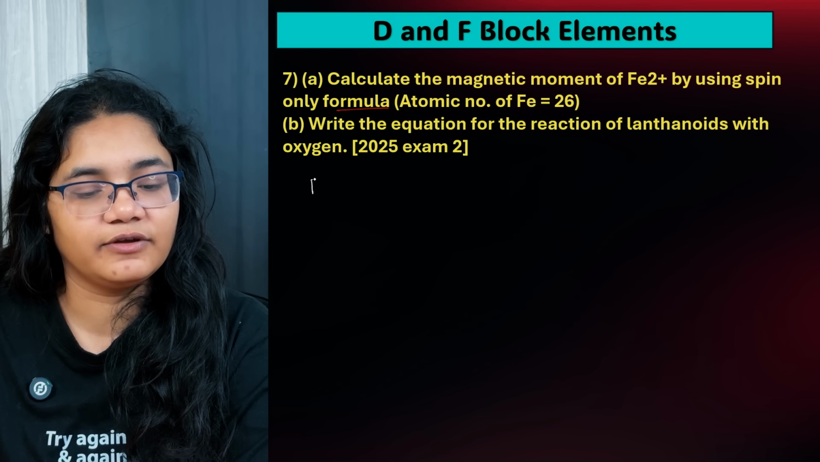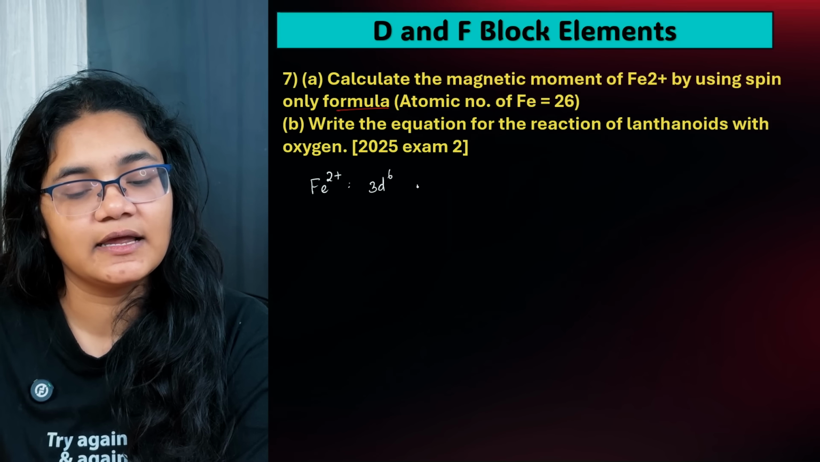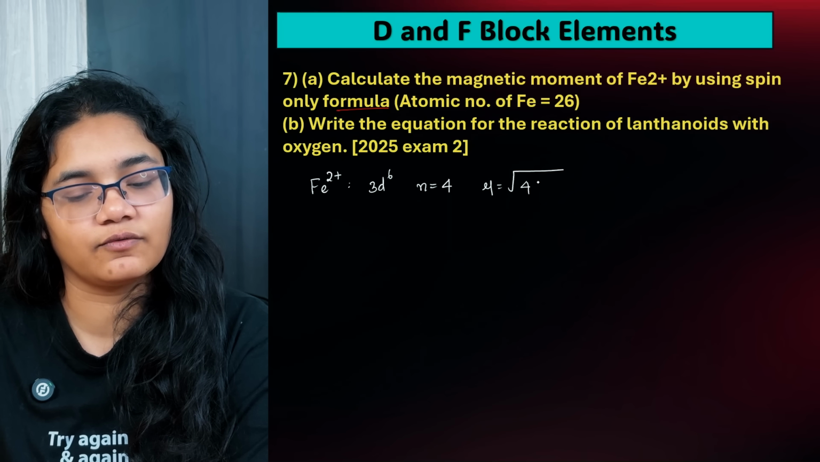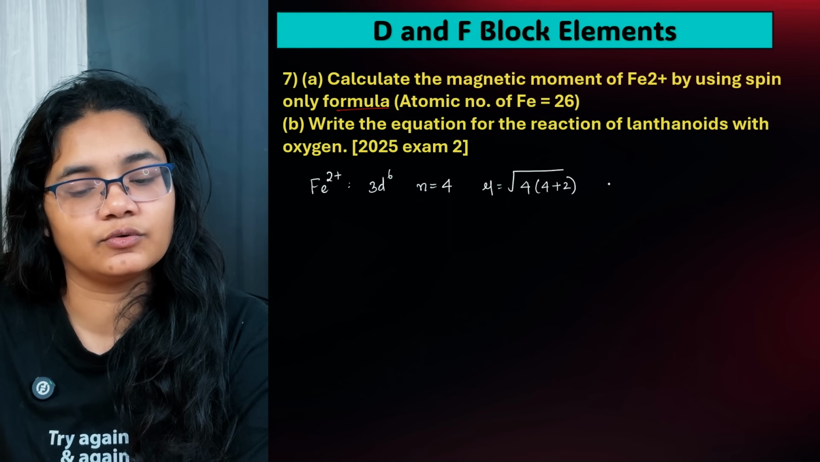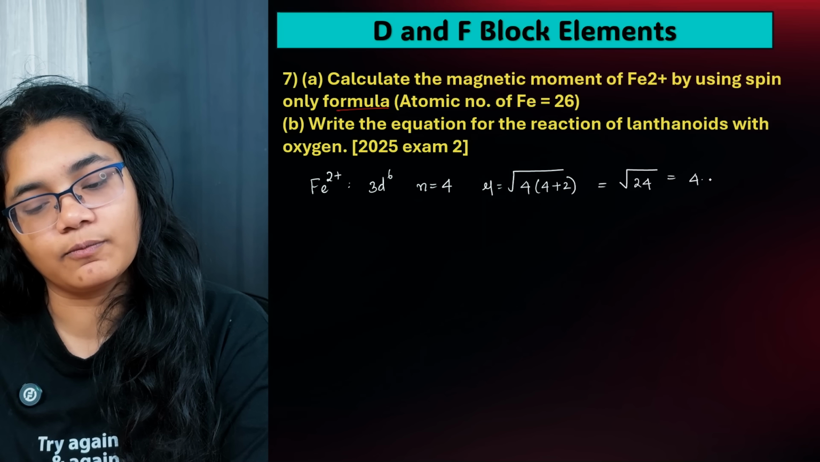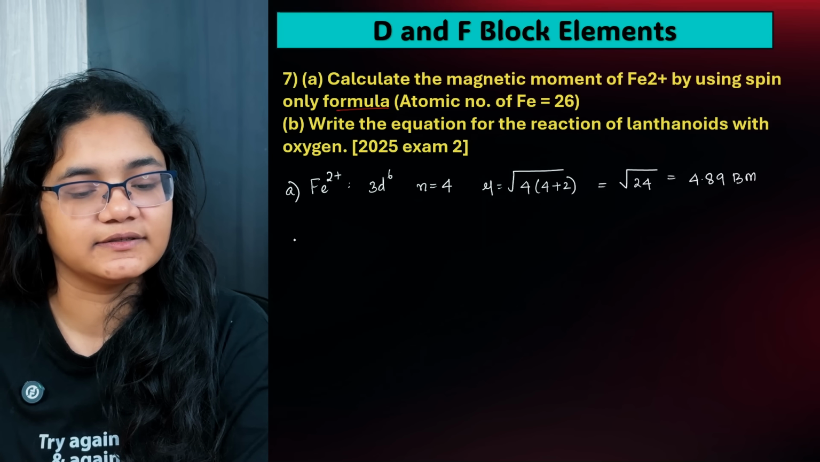So if you know Fe2+ has a configuration of d6, that means the number of unpaired electrons is 4 here. So the magnetic moment will be root over of n into n plus 2. So that will be root over of 24, which is equal to 4.89 BM. Okay, next, this is the answer for A.